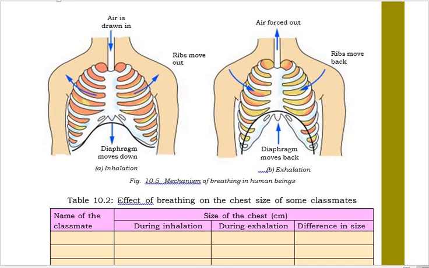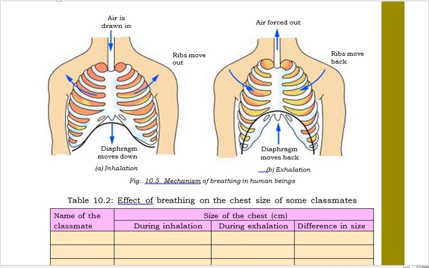During inhalation, A, for one person, has a chest size of 50 centimeters, and during exhalation 48 centimeters. So what is the difference in size? 50 minus 48 is 2.